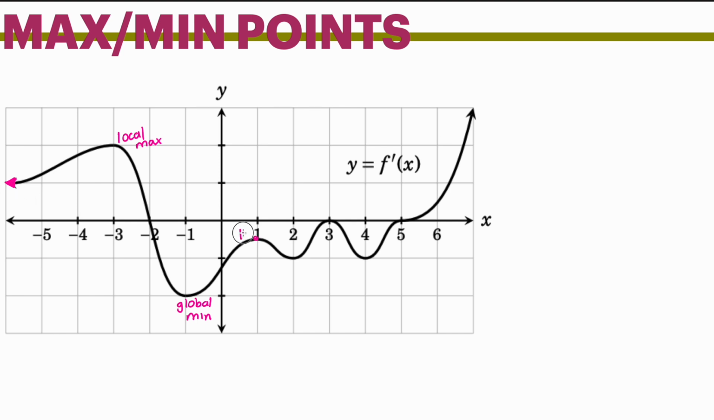This would be a local max. This would be a local min. This would be another local max, another local min. This would be neither, because it looks like it's a turning point, but then it keeps going up. So we only have one global min. Everything else is a local max because this arrow goes to infinity.